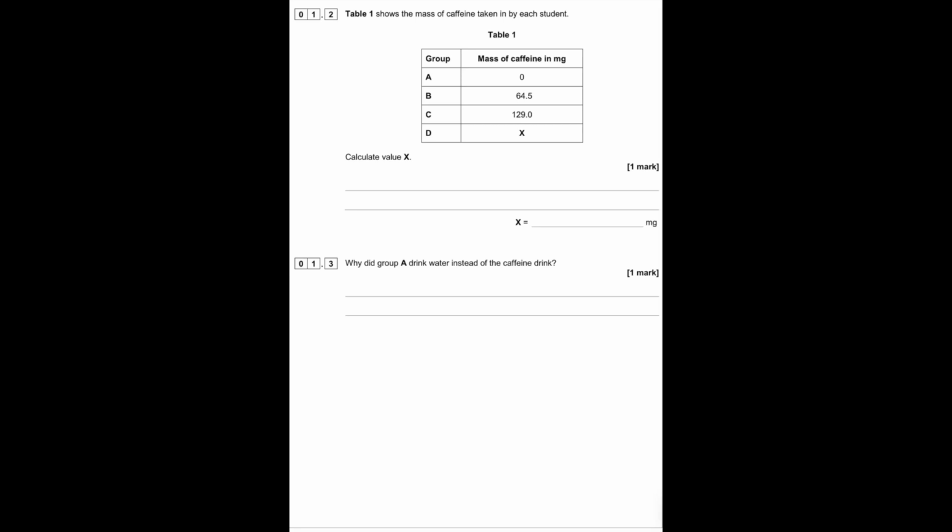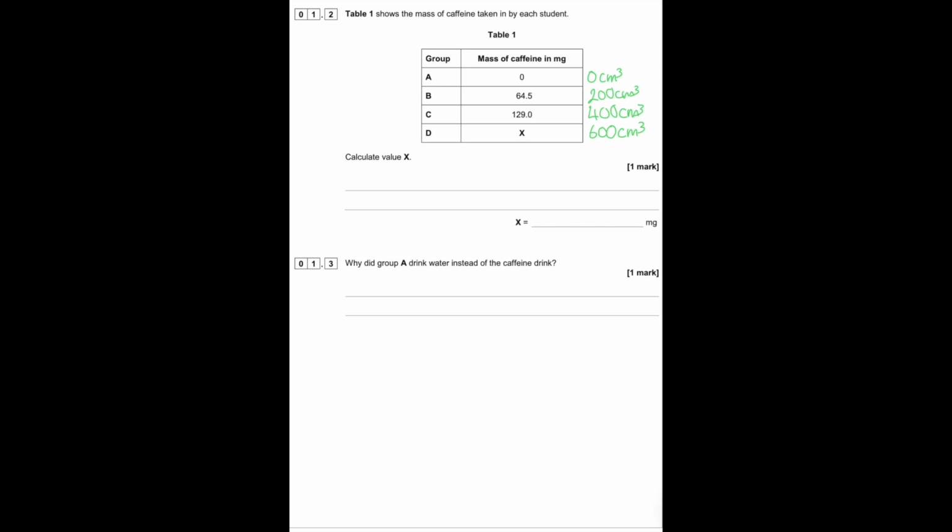Table 1 shows the mass of caffeine taken in by each student. So Group A had 0 centimetres cubed of caffeine in the drink. Group B had 200 centimetres cubed of the caffeine drink. Group C had 400 centimetres cubed of the caffeine drink. And Group D had 600 centimetres cubed of the caffeine drink.